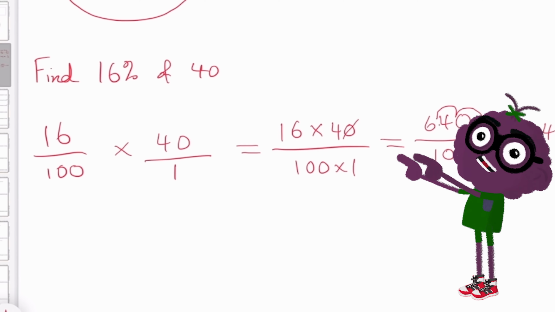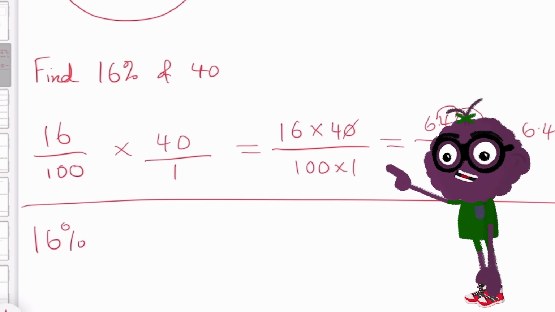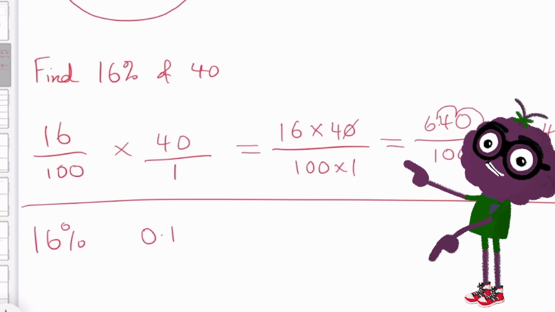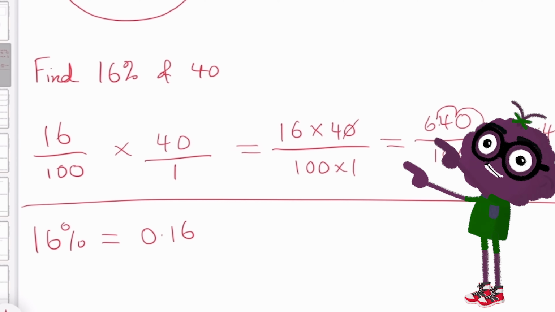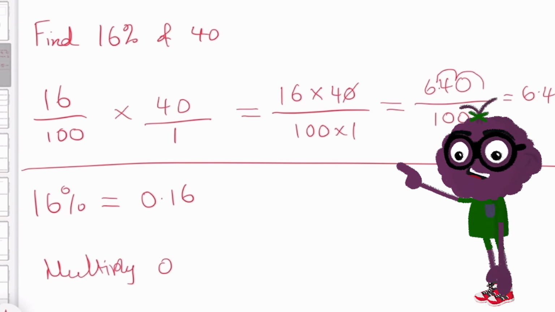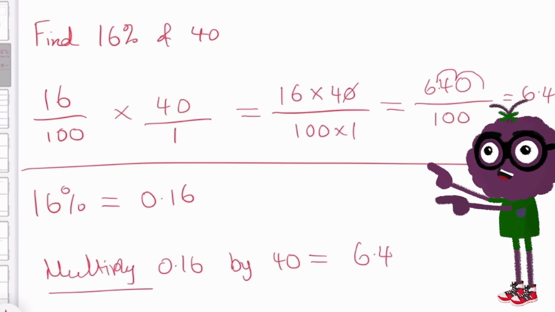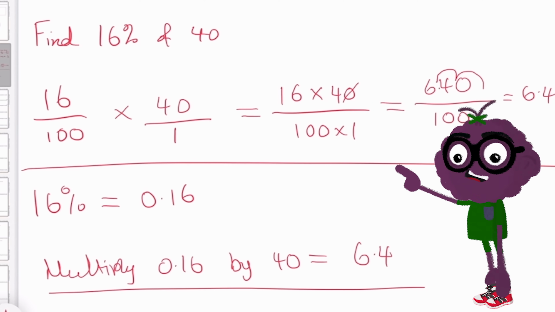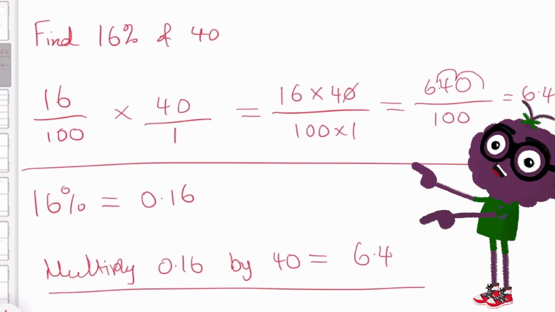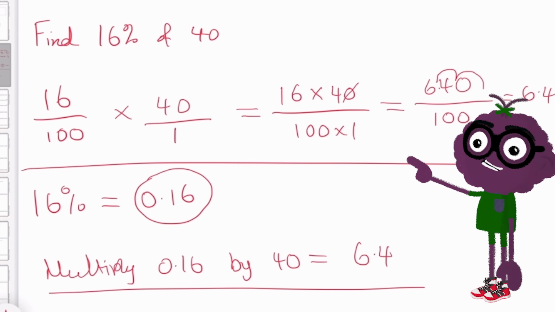So I hope that example was clear to you. And just to finish off, please remember that 16% is the same as 0.16. So to find 16% of 40, we could simply multiply 0.16 by 40, which again would give us 6.4. And the reason why this seems simpler than the previous example is because I've already converted that percentage to a decimal. As you can see, I've already divided it by 100. I hope that was clear. Let's now get into this right away.